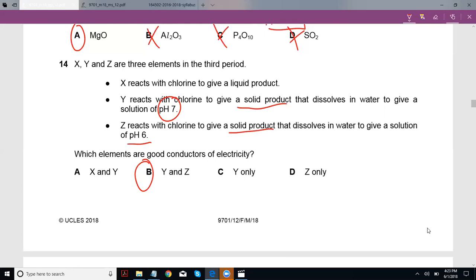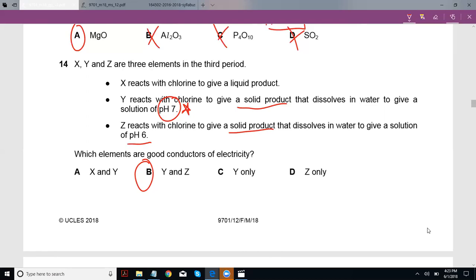One thing's fairly obvious: when it says Y reacts with chlorine to give a solid product, I assume they're talking about NaCl in this case, or something in the first group of the periodic table. Yeah, because only that would dissolve in water to give pH 7. So obviously, sodium would be a good conductor. NaCl, and then we have Z.